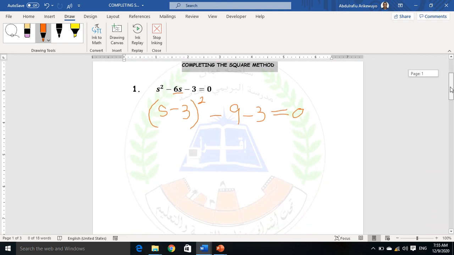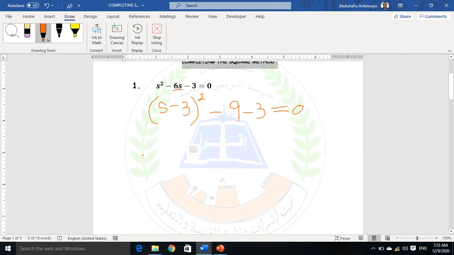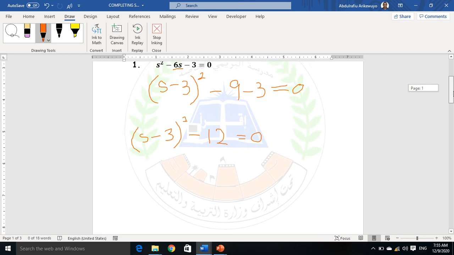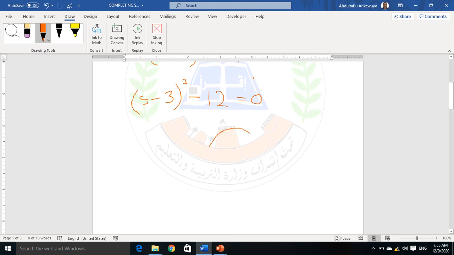Alright, so now our work is simpler. What we do is we have s minus 3 all squared. What is minus 9 minus 3? Minus 9 minus 3 is minus 12, right? Yes. Minus 12 is equals to 0. Are you following? Now, what I have next is, I take this 12 to the other side. When I take it to the other side, what do I have? My 12 will change to plus. Minus will change to plus. I'm taking it to this side.